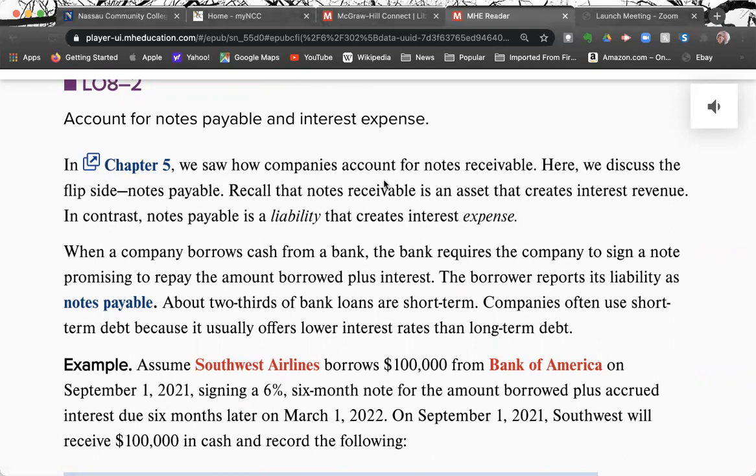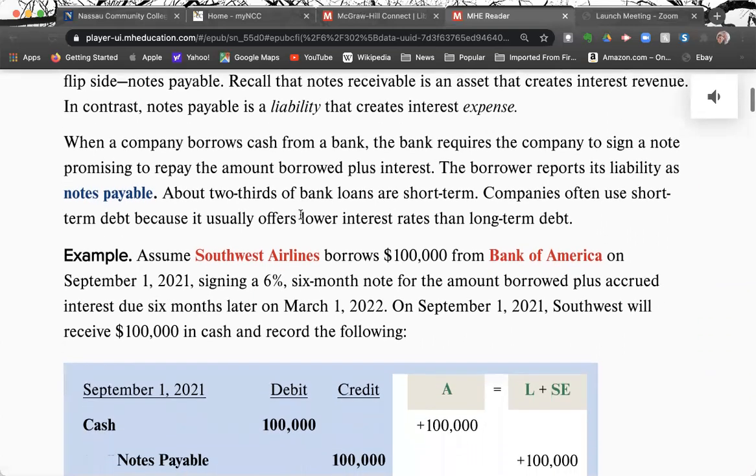Now think of a bank, for example. We go to the bank and borrow money, that's notes payable to us, but that's notes receivable to the bank. So it's a liability to us, but it's an asset to the bank. So when you borrow money from a bank, you're required to sign a piece of paper, right, called a note, where you promise to repay the amount plus interest.